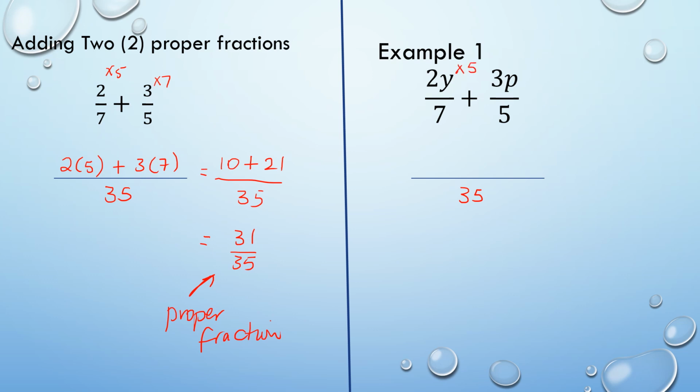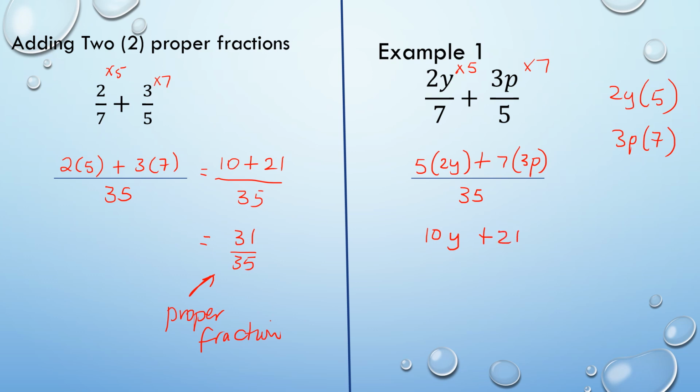Now just to make it easier, I'm going to write 5 open brackets 2y. The same thing as writing 2y open brackets 5 plus 5 into 35 is 7. Going to multiply 7 by the numerator, 3p. Going to turn it around again, 7 by 3p. That's the same thing as writing 3p open bracket 7. 5 twos are 10, y plus 3 times 7, or 7 times 3 is 21p, all over 35.